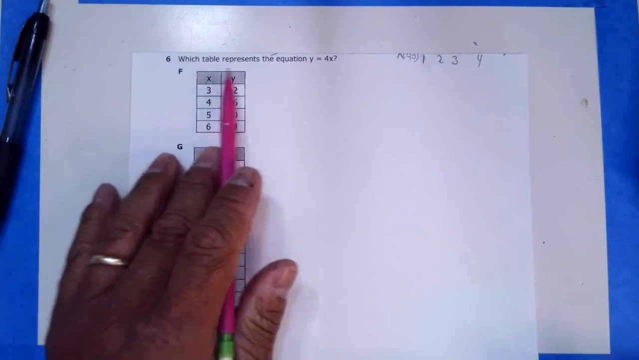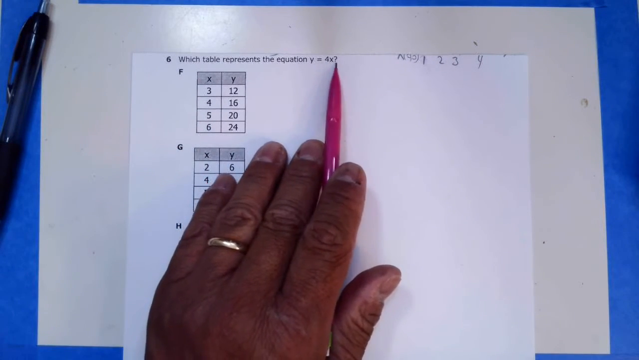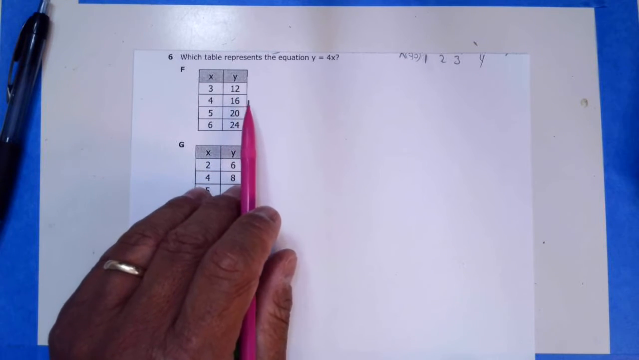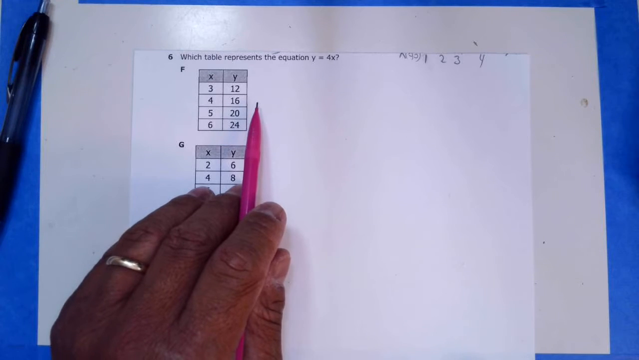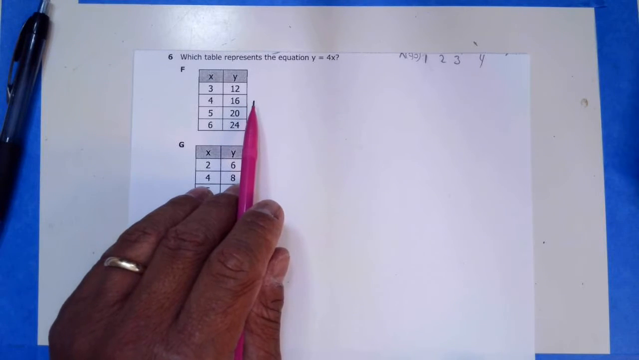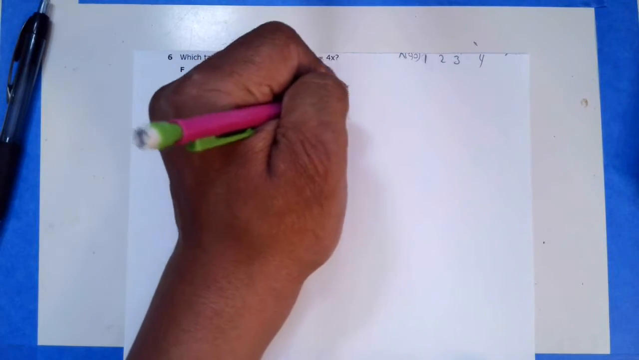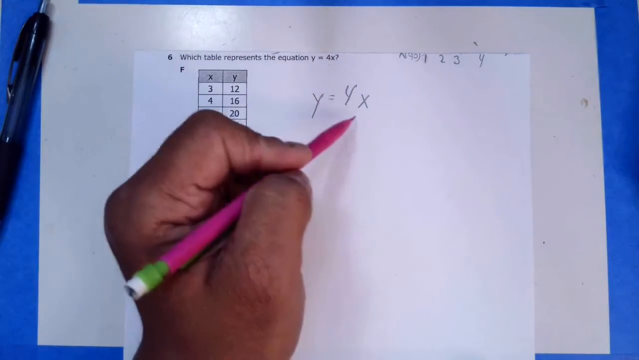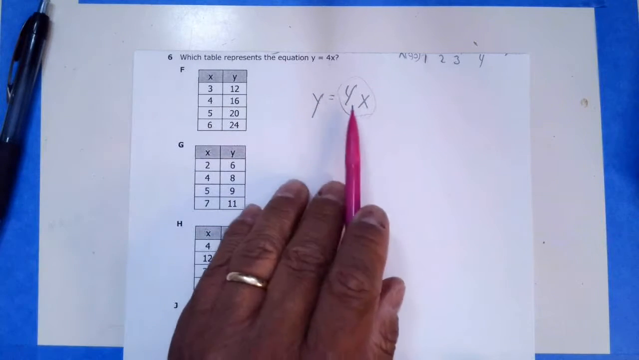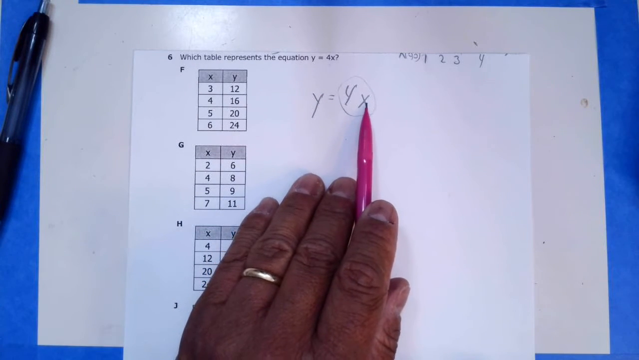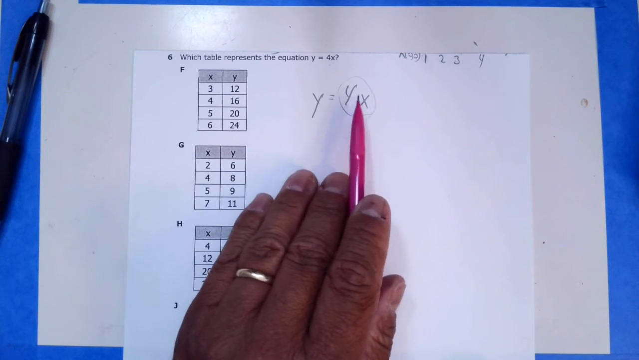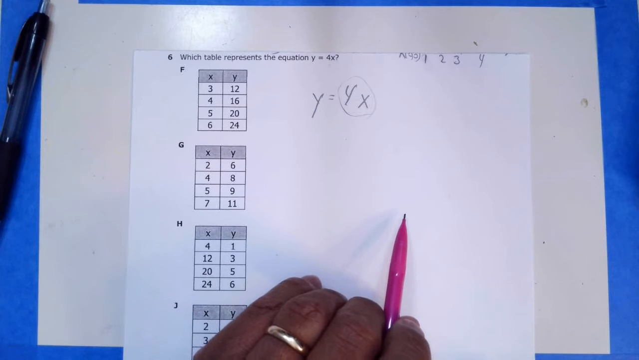Number 6, which table represents the equation y equals 4x? Okay, so in other words, this is one of those, again, where it's either going to be additive or addition or multiplication. How do you get from here to here? Basically. But look, right here it says y equals 4x. We've already talked in class that whenever you have a 4 and a letter next to it, a variable, and there's no operation in between, that's going to be multiplication all the time.